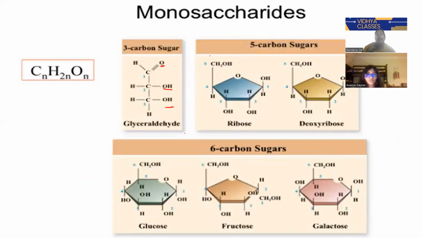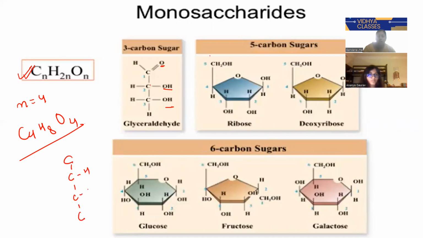Now the difference between these is also about monosaccharides. The formula of a monosaccharide is this. Suppose I have taken 4 carbons, so the N value will be 4. So what will be our formula? C4H2N, 4 2s are 8. Very good, O4. This is the way to write it. Understood? Yes.